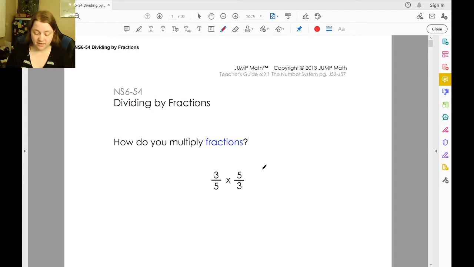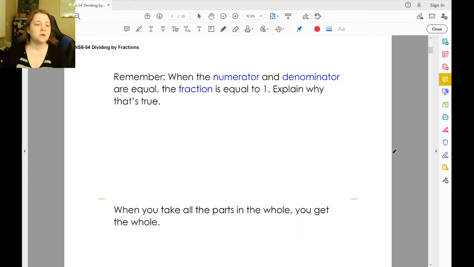3 times 5 is 15. 5 times 3 is 15. We keep the top on the top and the bottom on the bottom. Remember that when the numerator and the denominator are equal, that fraction is equal to 1. Because if it takes 5 parts to make a whole, and I have 5 parts, guess what? That's the whole thing. That's all I need.